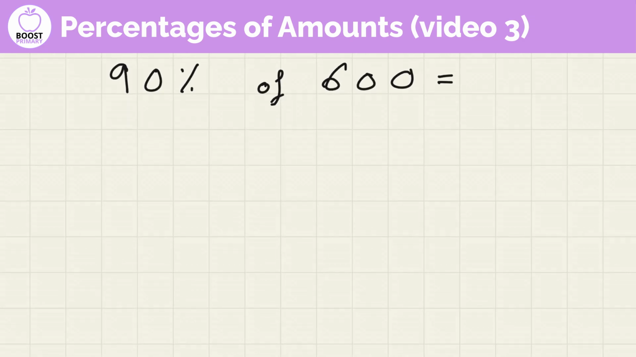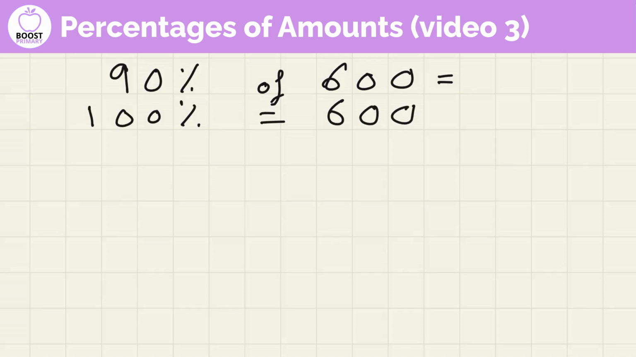The next question is find 90% of 600. So to find 90% of a number, start off with 100%. 100% equals 600. I'm then going to find 10%. 10% of 600 is 60. If I do 100% take away 10%, I'm left with 90%.